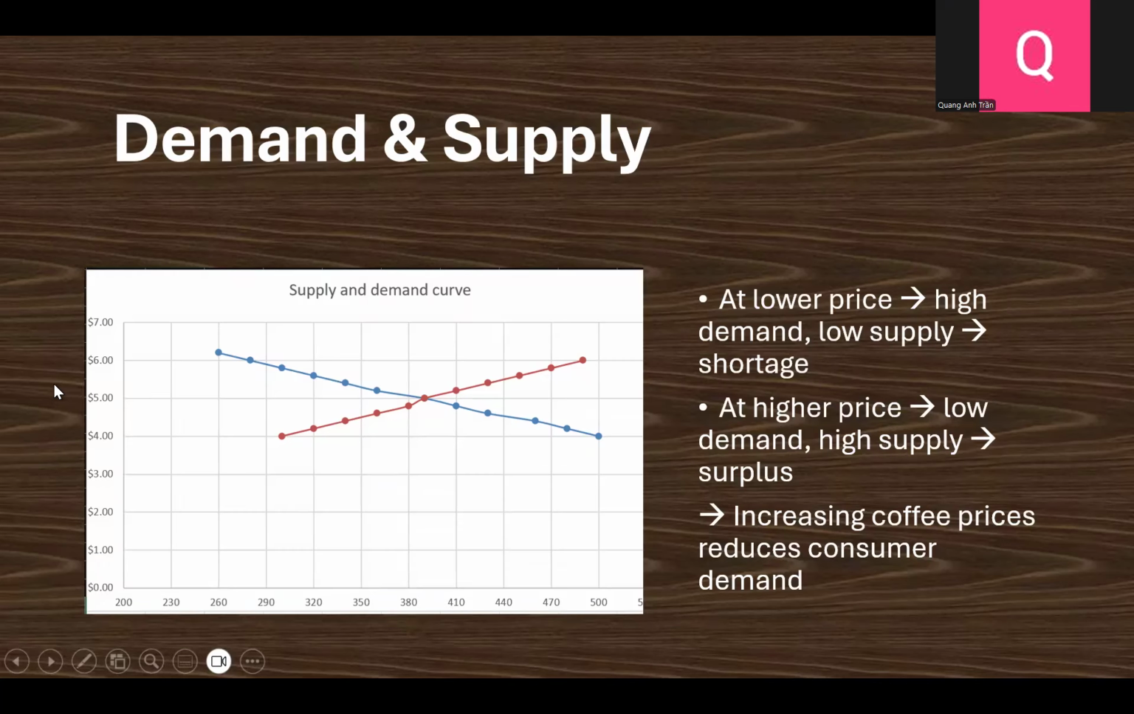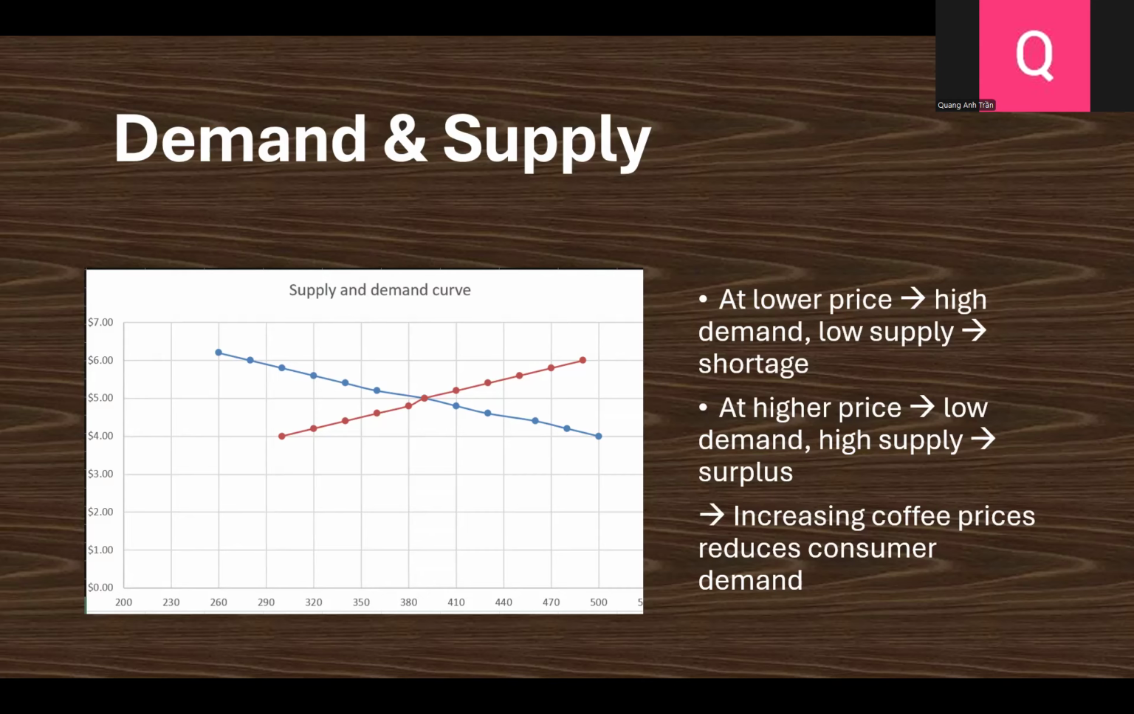Here we can see the demand and supply curves based on the 12-week dataset. The blue line represents the demand curve, which slopes downward, showing that as the price of coffee increases, customers buy fewer cups. The red line represents the supply curve, which slopes upward, meaning that at higher prices, the cafe is willing to supply more coffee.